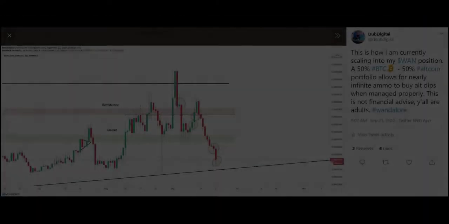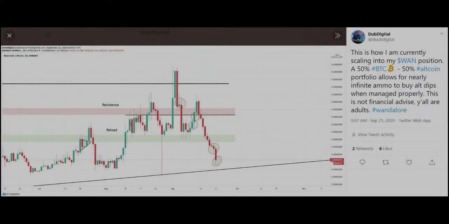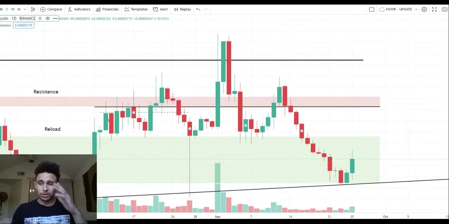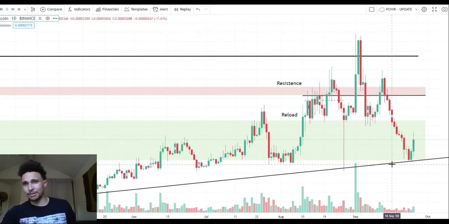And guys, this isn't financial advice. Y'all are adults, assume your own risk, but I did tweet out to you guys exactly how I was scaling into the position.